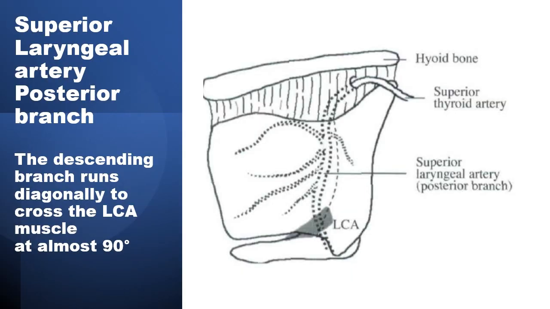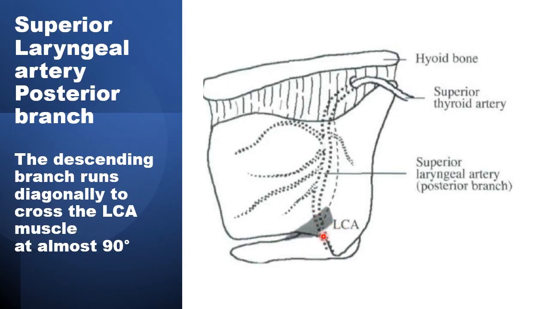The third structure is an artery, the descending branch of the posterior branches of the superior laryngeal artery. The superior laryngeal artery is itself a branch of the superior thyroid artery after it perforates the thyrohyoid membrane. It gives anterior branches and posterior branches. One of the posterior branches is a descending branch that crosses the lateral cricoarytenoid outer surface.